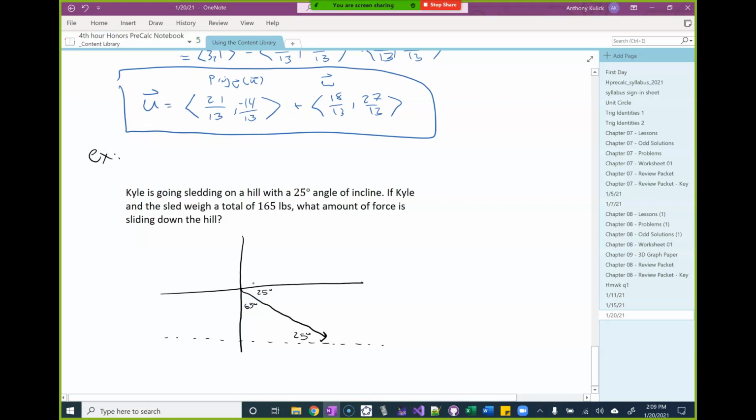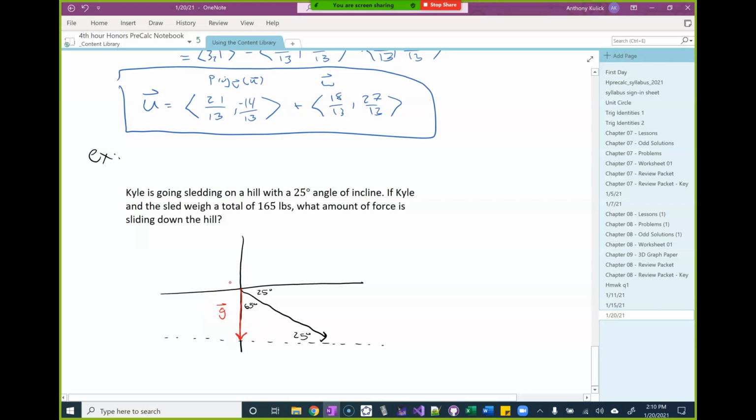Now, Kyle and the sled's force is due only to gravity. What direction does gravity move us? Straight down, right? So I'm going to call that vector G. Guess I should have done some color coding here. I'm going to recolor that as a different color. I'll call that vector H for the hill.